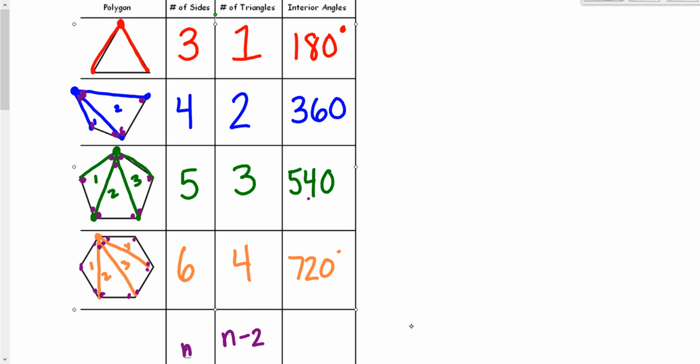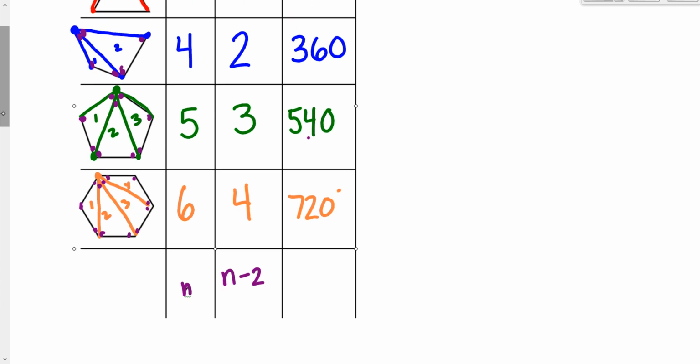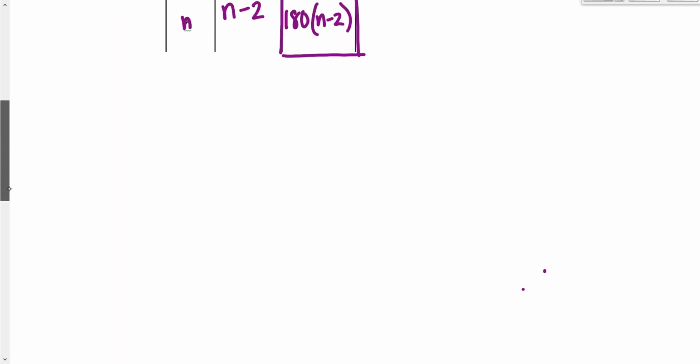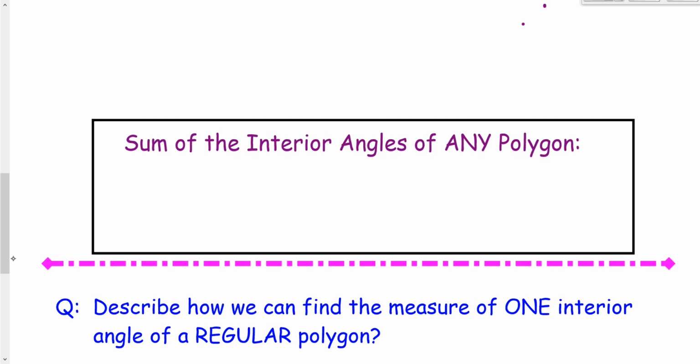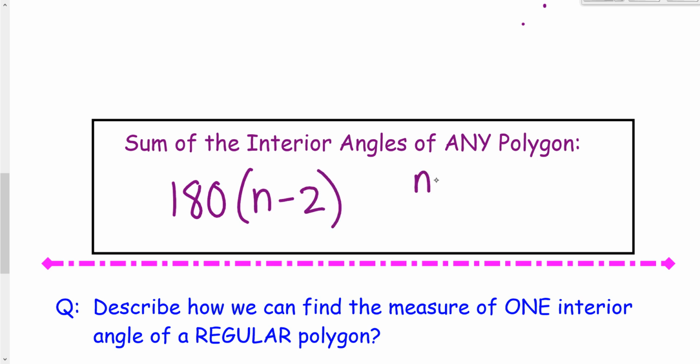And now how am I getting to the interior angles? Well, the answer is I'm taking that 180 degrees and multiplying it by how many triangles are on the inside. So that is your formula for the sum of the interior angles of any sided shape. So the sum of the interior angles of any polygon is going to be 180 degrees times n minus 2, which is the number of triangles. n is equal to the number of sides and angles that polygon has. So if this was a pentagon, n would be equal to 5.